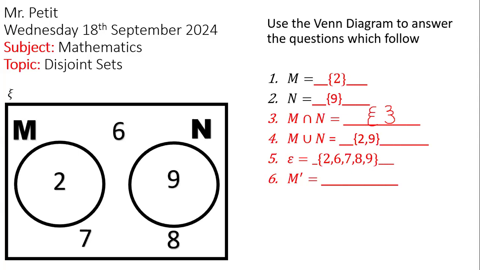Universal set, curly bracket 6, 7, 8, 9. You don't include 2? No, because you said M complement, so you're not including 2. And you're sure about that? I guarantee that. Okay. Anyone else? Let me hear what y'all put.